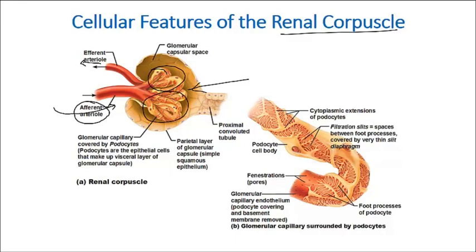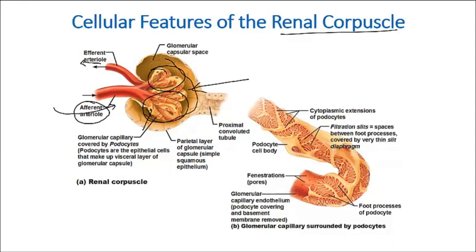If you look carefully, you will see some cells drawn here, elongated cells with nuclei, which are these dots surrounding this arteriole. These cells are known as podocytes, specialized cells. These podocytes surround the permeable capillaries. Between the visceral and parietal layer of the capsule, there lies a capsular space.